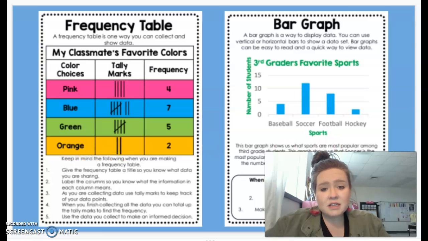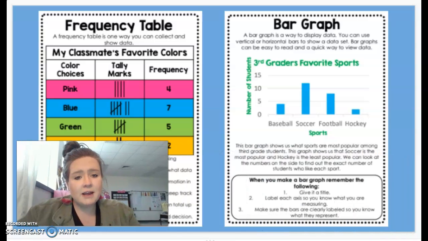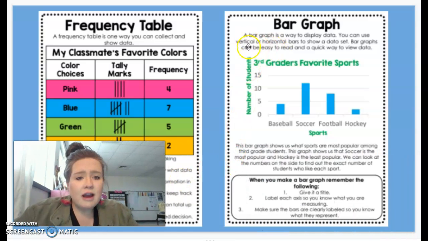Orange was the least favorite color in that classroom. Those are some things that you can infer or that you can decide based off of that factual data. Okay? A bar graph. A bar graph is a way to display data. You can use vertical or horizontal bars to show a data set. Bar graphs can be easily read and a quick way to review data.